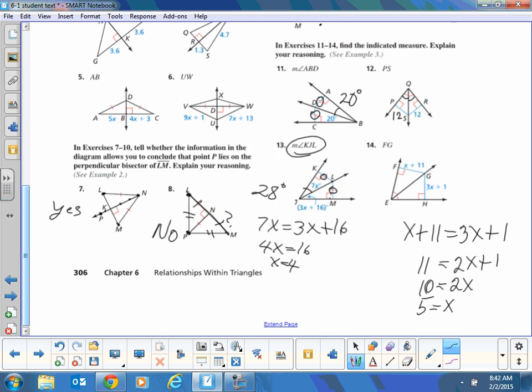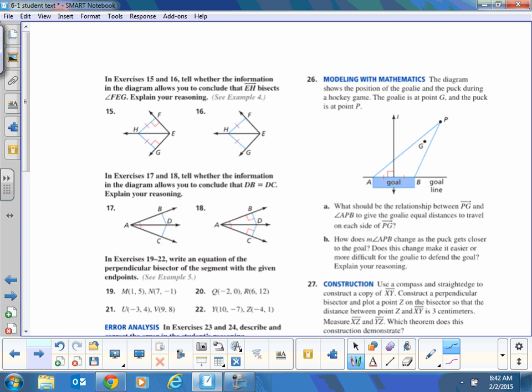Since X is 5, FG must be 5 plus 11, which is 16. Now we can get to some of those problems I like working. They're down here; we still have a few more to go. What was 14? X equals 16.